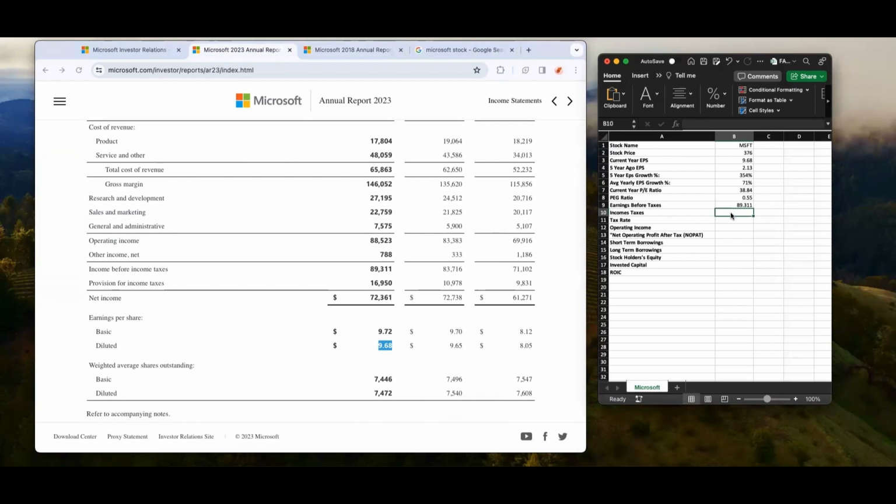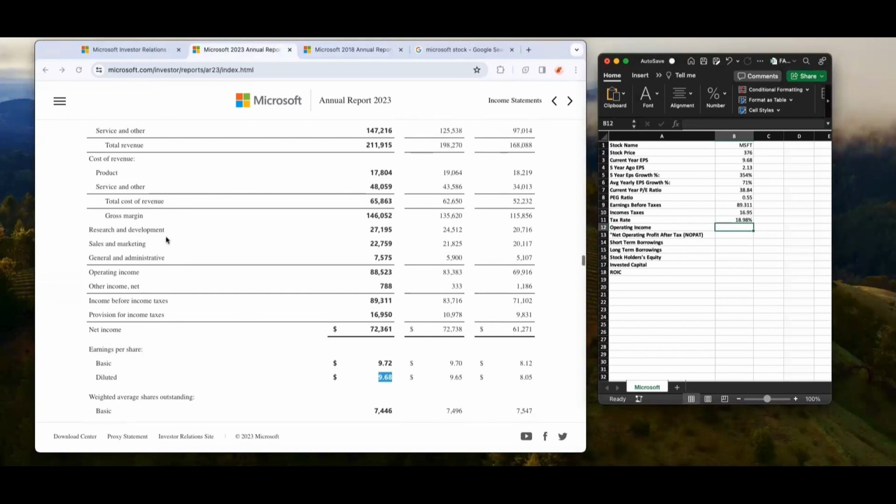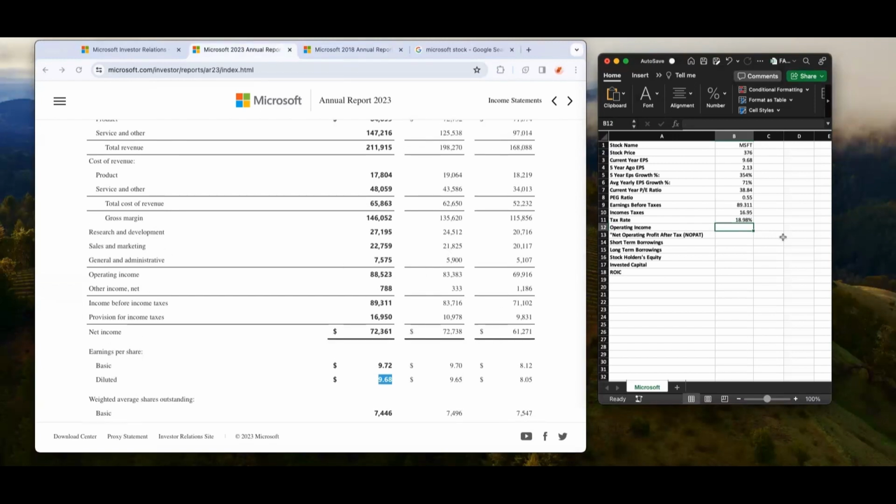Income taxes was this, the taxes that they paid. The tax rate would be this divided by this one. Operating income we can find from here. There is operating income, 88.55.